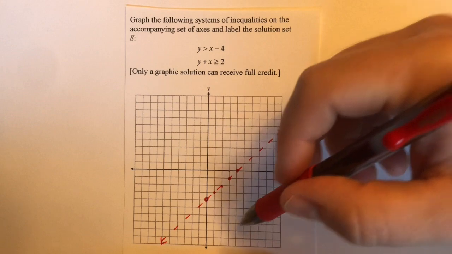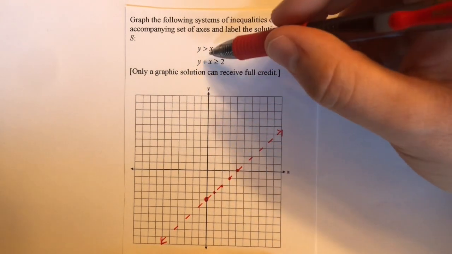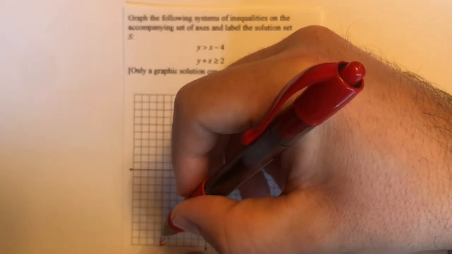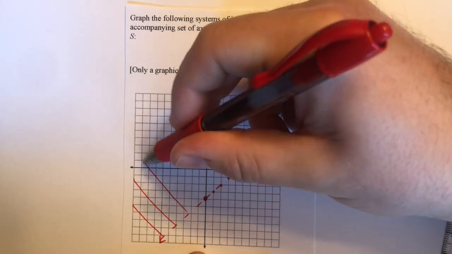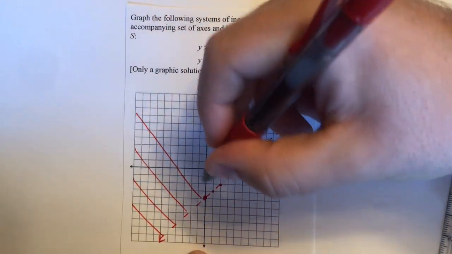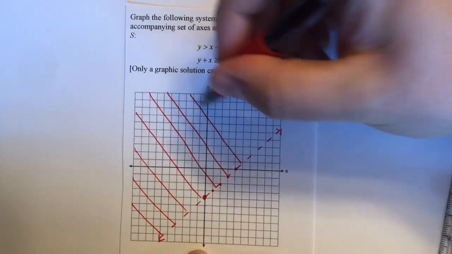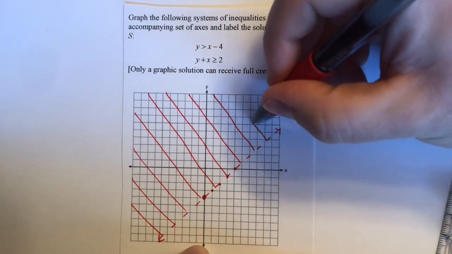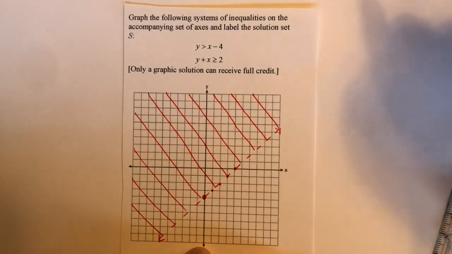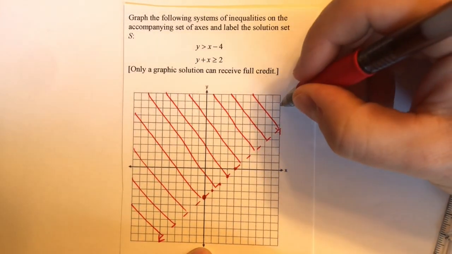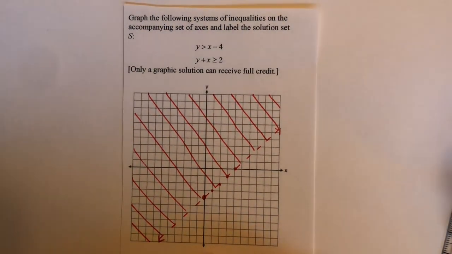So I tested a point here below the line. This would not work. But if I tested a point over here, the values would work. So I'm going to go ahead and shade this section. You want to make sure that you're shading like this. Otherwise, the next portion will not make as much sense or not be as clear. This is going to really help make that solution be very clear for the system.